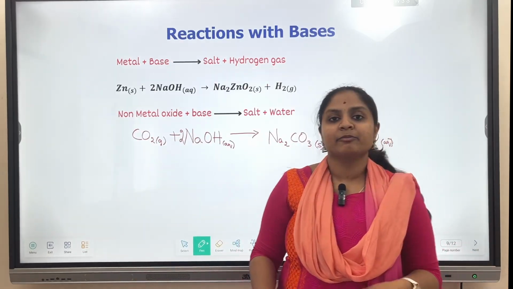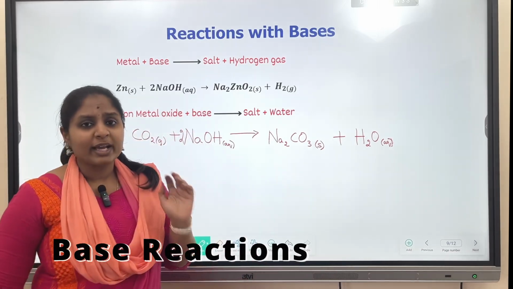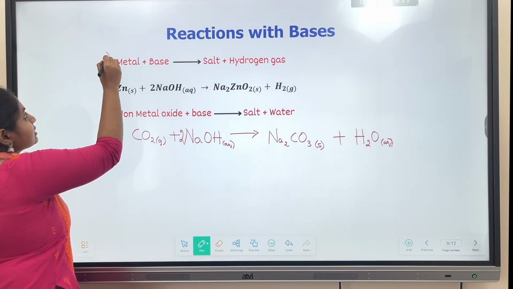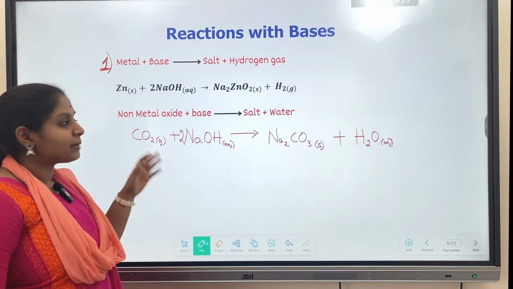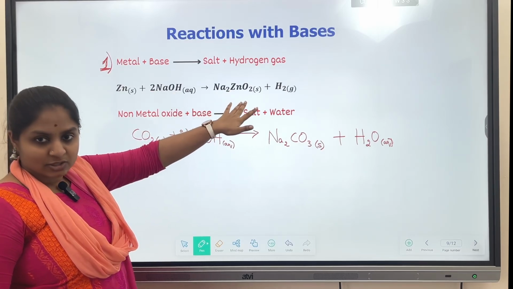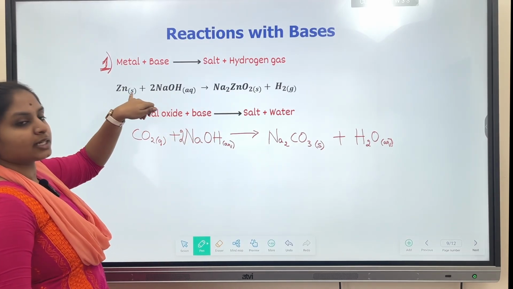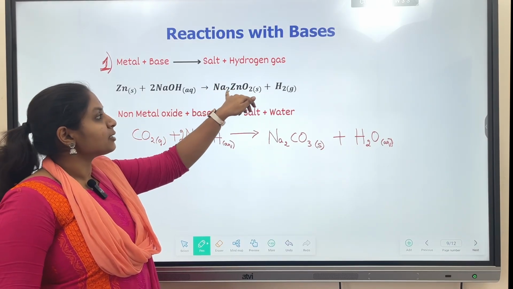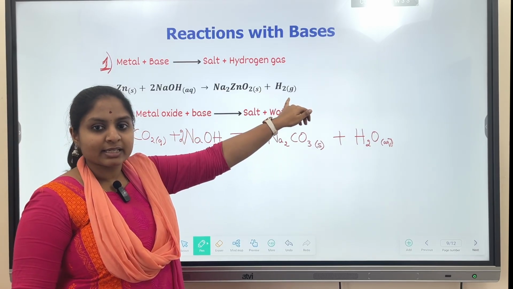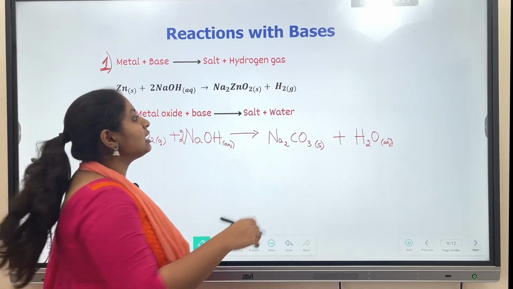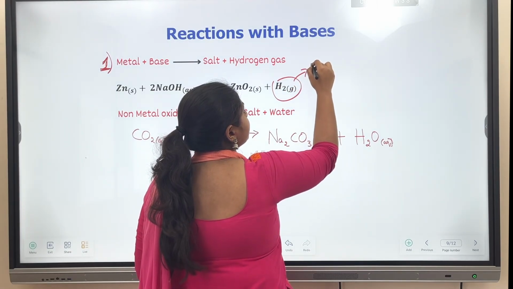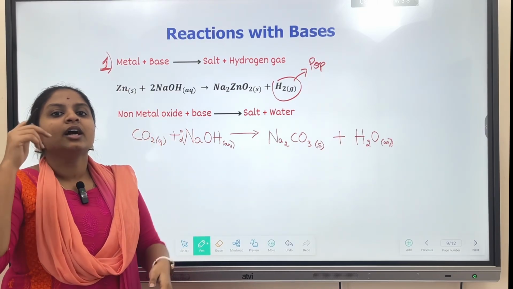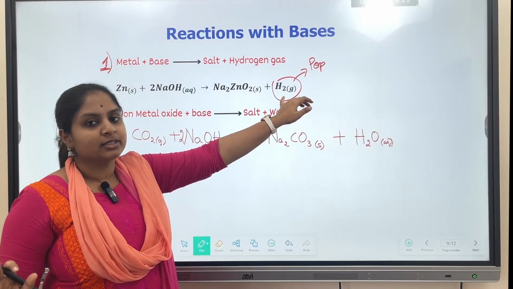Now let's take the same for base. The first type of reaction for bases is bases reacting with metal. When a base reacts with a metal, we will get a salt. So example here, zinc reacts with NaOH, we will get Na2ZnO2, sodium zincate, plus hydrogen gas. How do we confirm hydrogen gas is evolved? When a burning candle is brought near the gas that is evolved, we will get a pop sound. That confirms hydrogen gas is evolved.